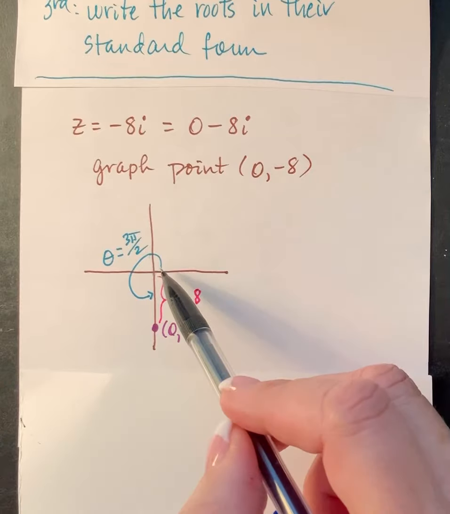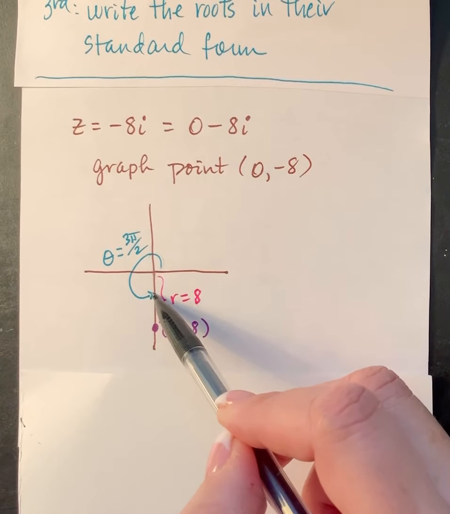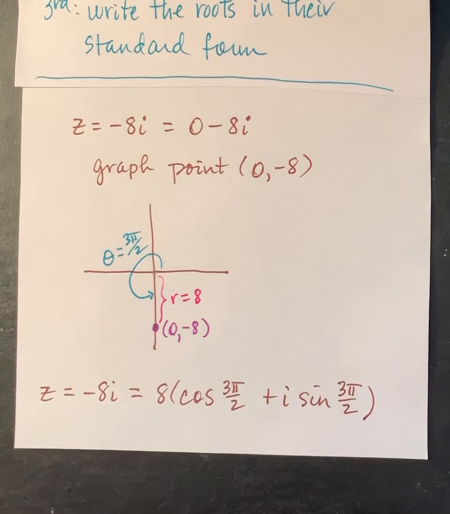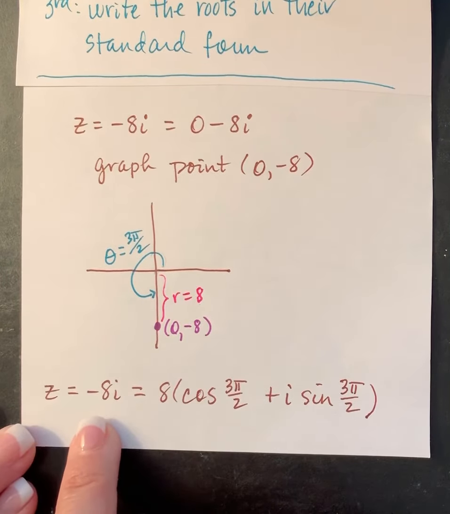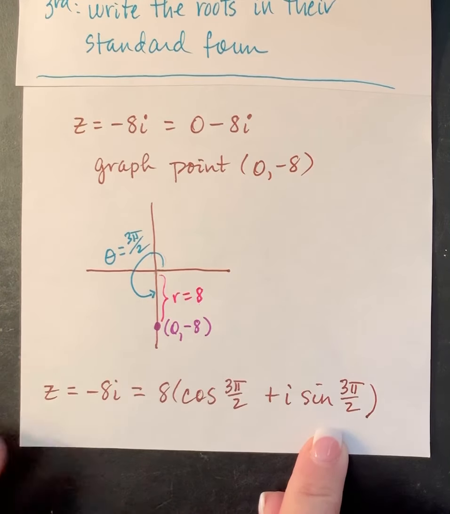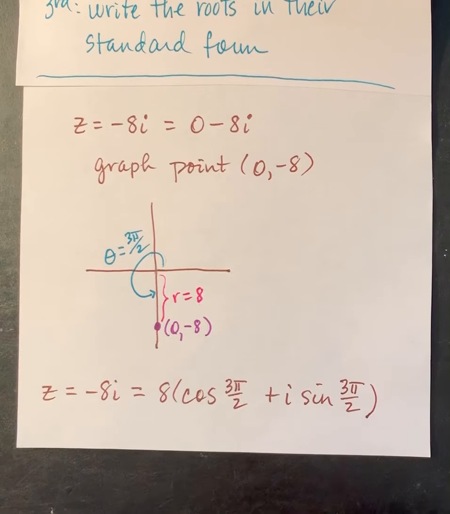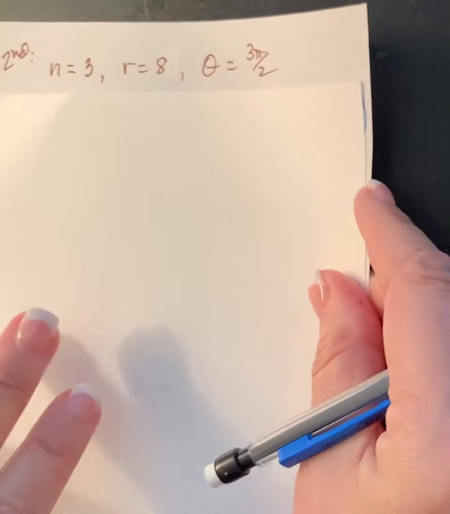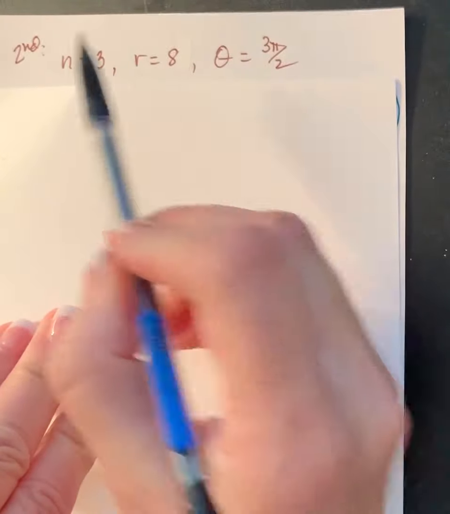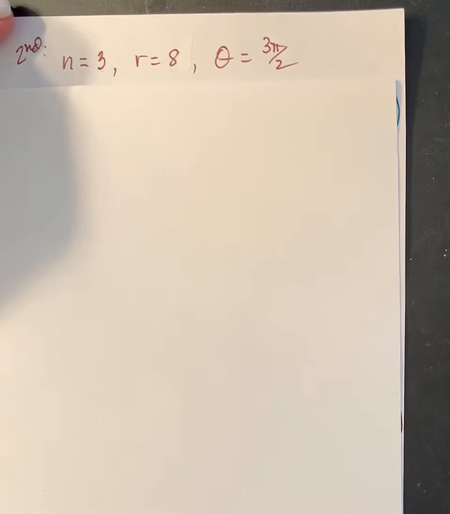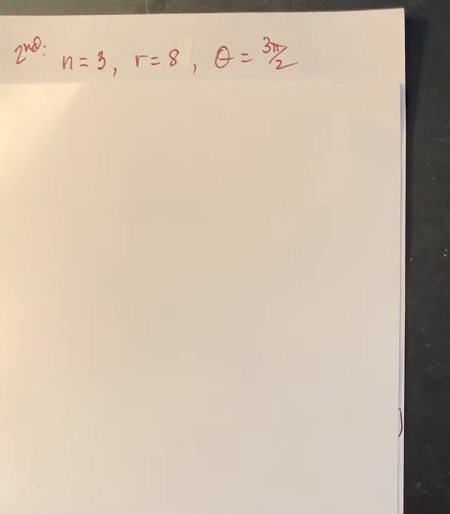And then the angle, that's going to be 3 pi over 2, or you could use 270 degrees if you wanted to. So this number in standard form, negative 8i, is 8 times the cosine of 3 pi over 2 plus i times the sine of 3 pi over 2 in trig form. Okay, so when we go and find the cube roots, then in our formula, we'll be doing n equals 3, and r will be 8, and theta will be 3 pi over 2. Or like I said, you can do degrees if you like.